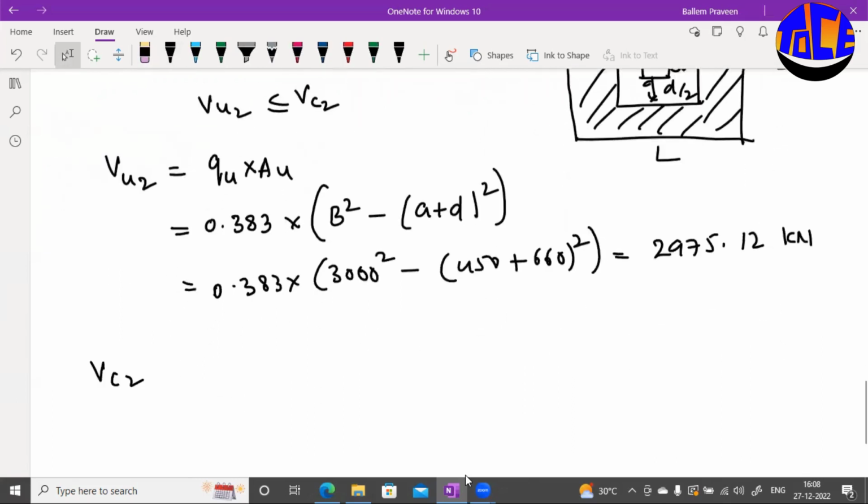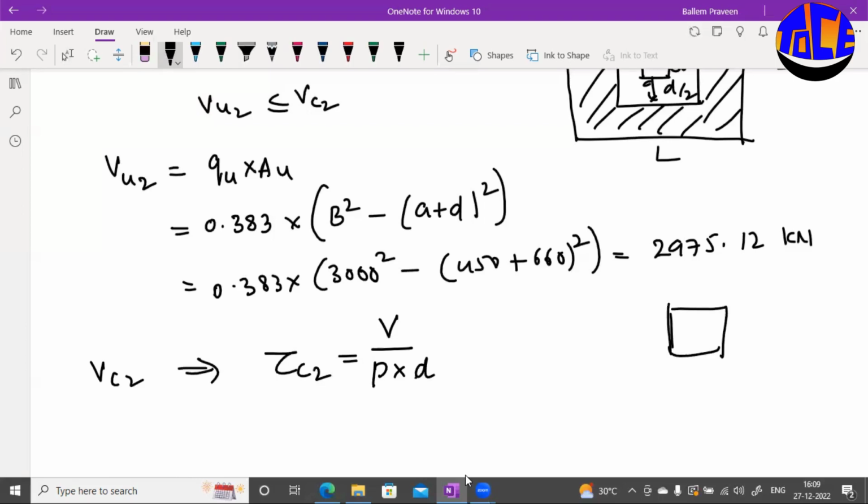Let us find VC2. Here we can calculate VC2 from tau C2. How will we calculate tau C? Shear force divided by area, right? Which area do you need to consider here? You need to consider the perimeter or periphery area. Periphery means perimeter into depth, right? So the perimeter into depth. Okay, so this is your periphery area.